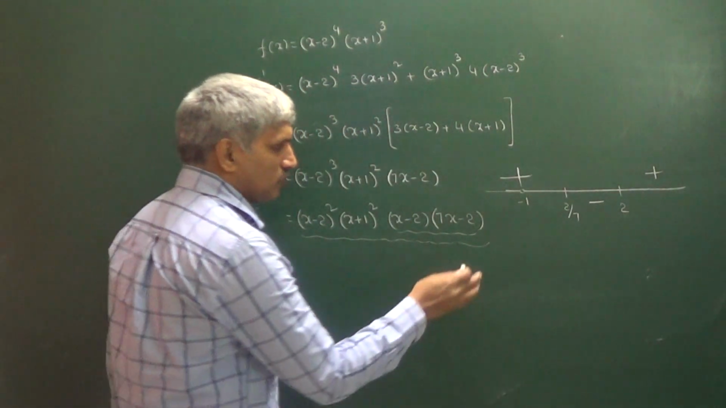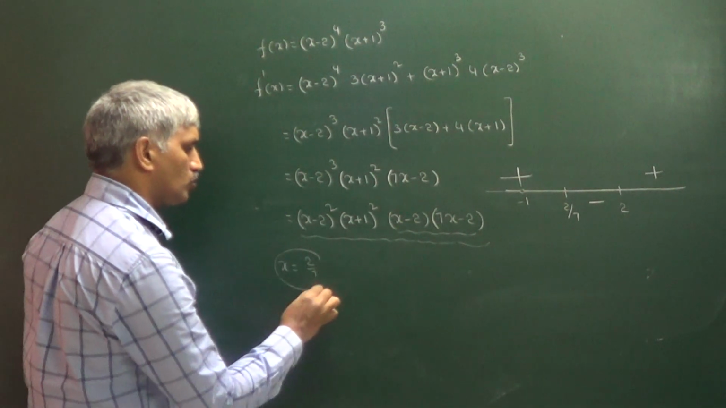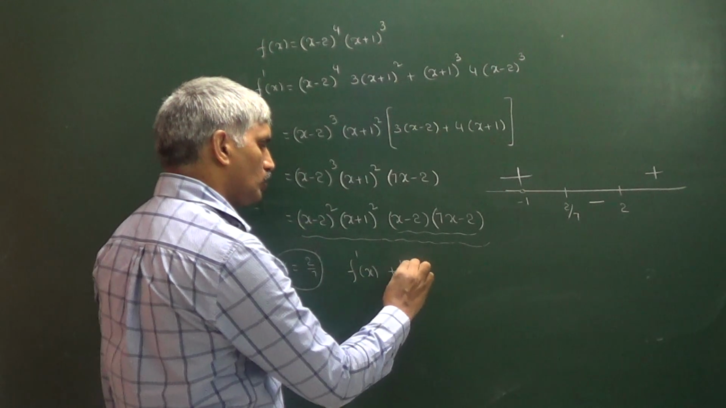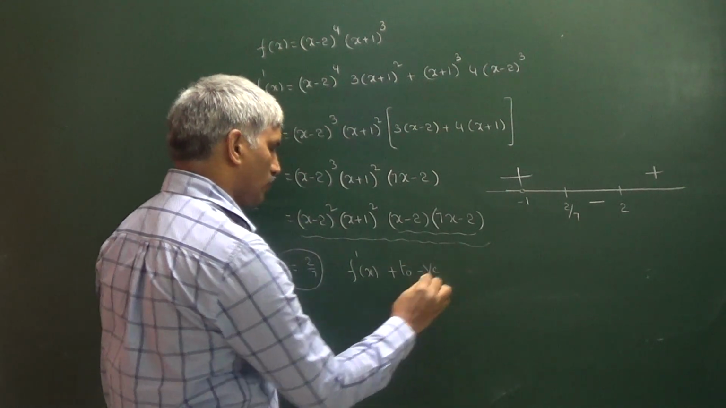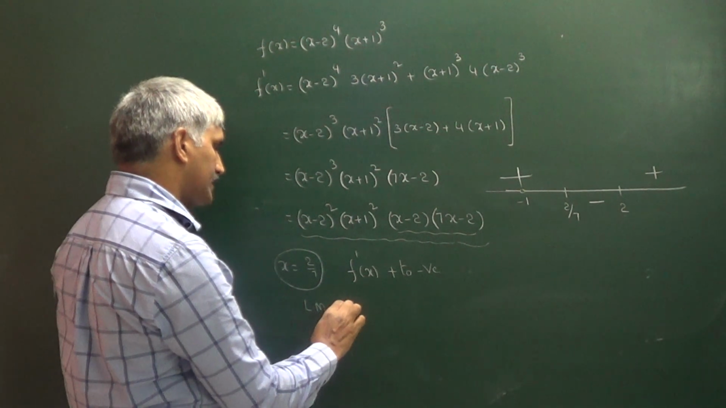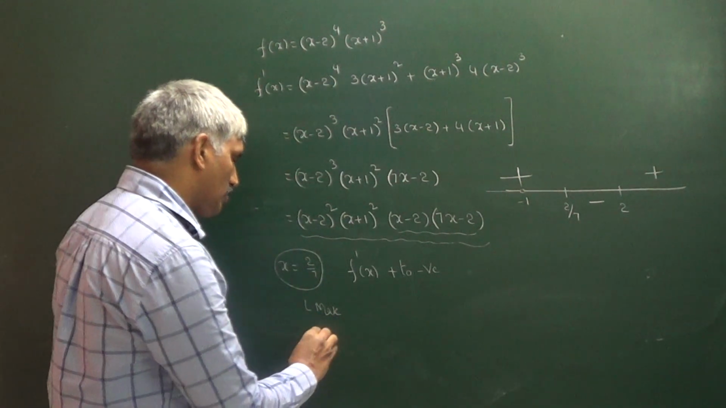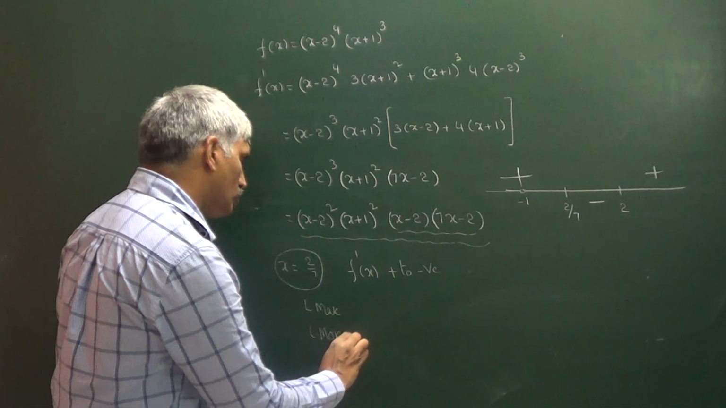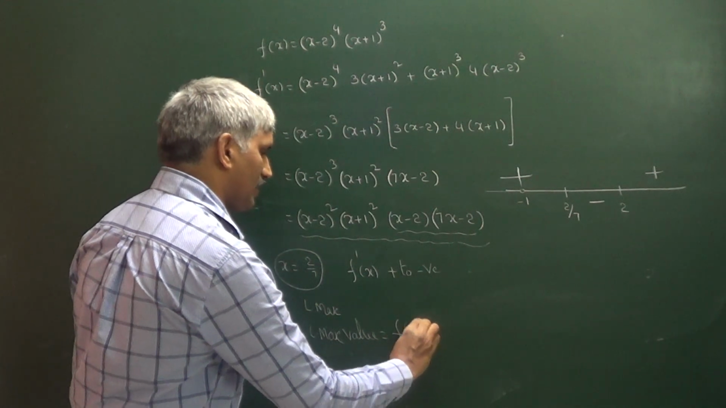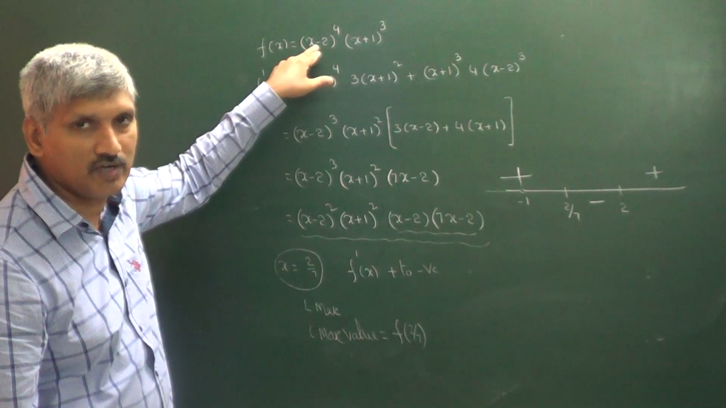Observe, as x values are increasing through 2 by 7, f dash of x changes its sign from positive to negative. Therefore, x is equal to 2 by 7 is a point of local maxima, and the local maximum value is equal to f of 2 by 7. So that's why this x value 2 by 7 we have to substitute in the given function.